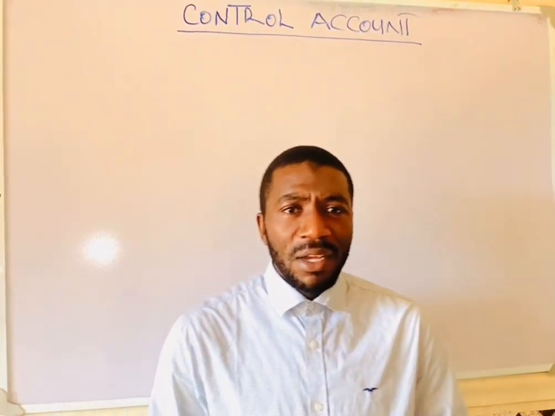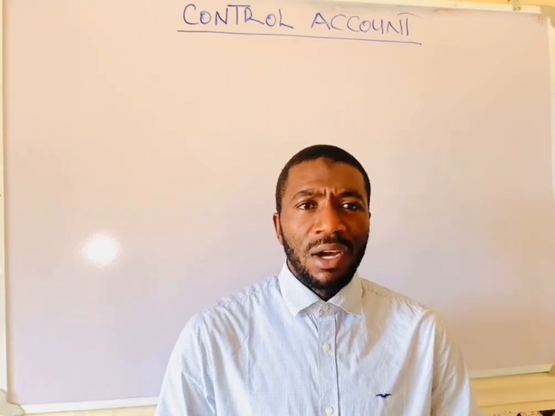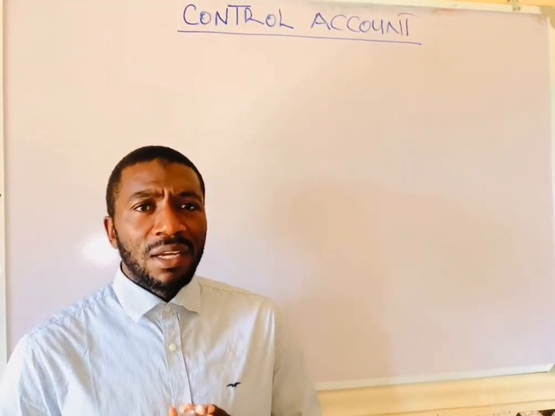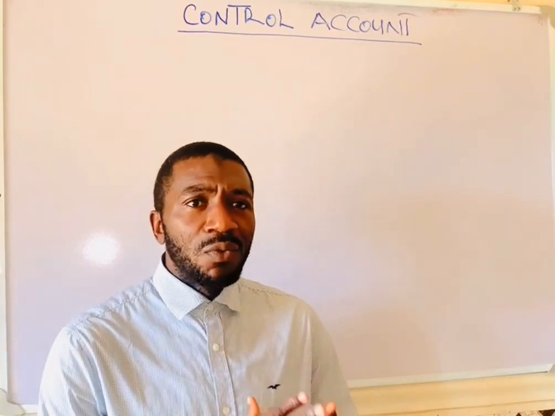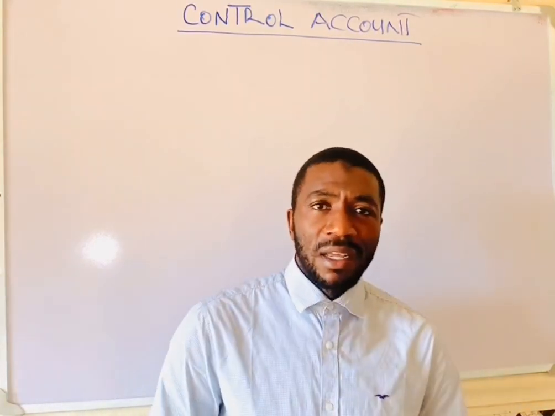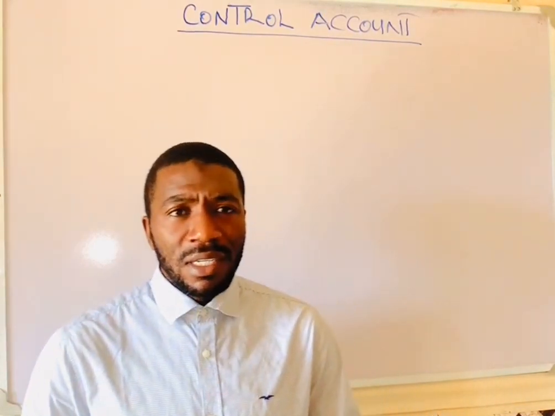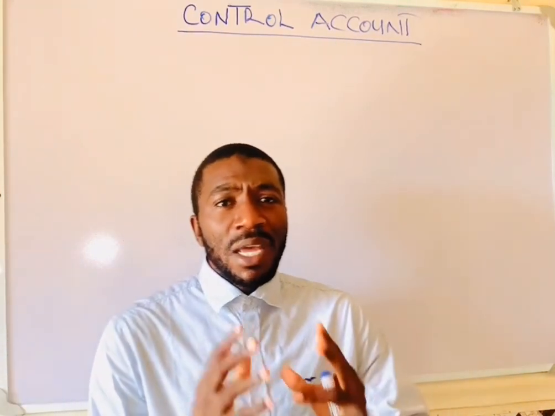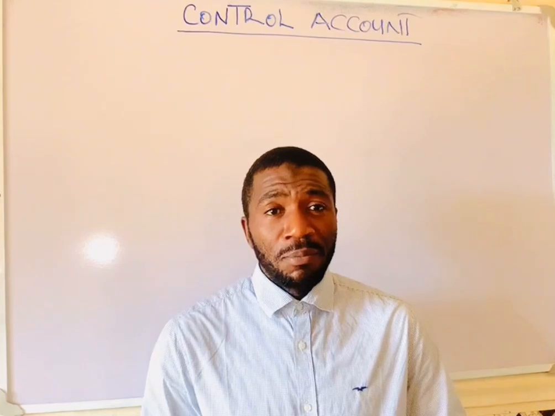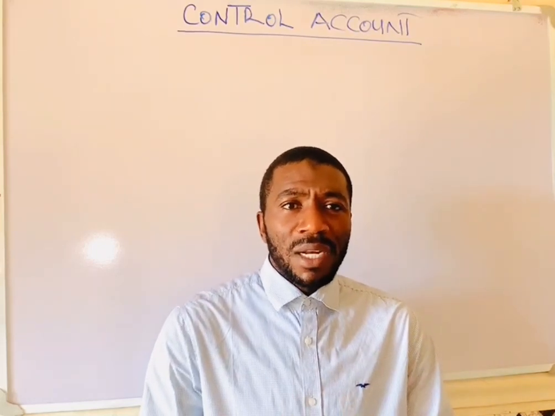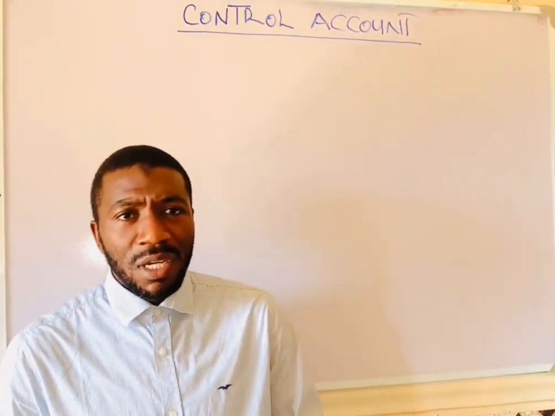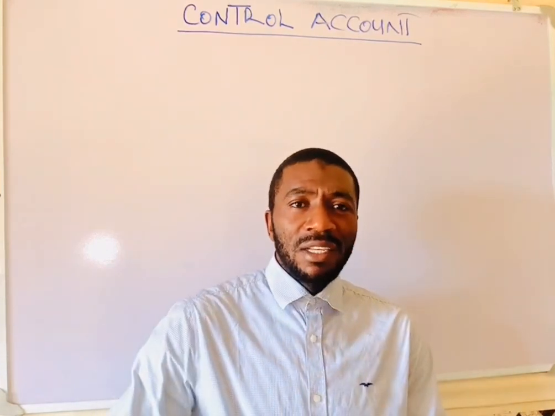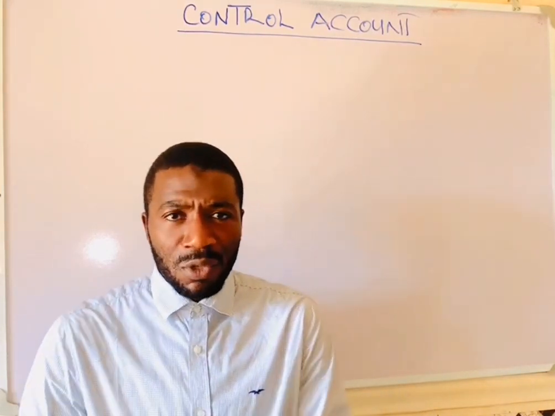We buy on credit and sell on credit. When we buy on credit, we are buying from our suppliers. They are our creditors, and we're going to pay them back. When we sell on credit, we are selling to our customers, and these customers are our debtors, and they are going to pay us back. So we need to maintain an account that will show the total balance of these creditors and the total balance of these debtors.